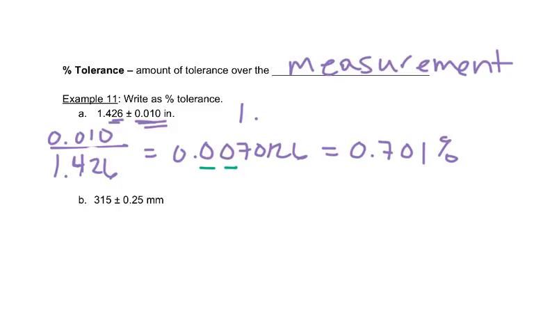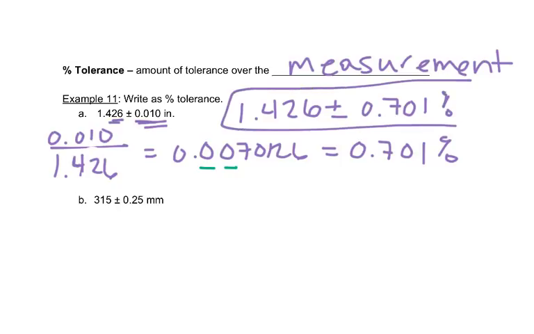So we'll write 1.426 or 1 and 426 thousandths plus or minus 0.701 or 701 thousandths of a percent tolerance. We rounded, I said to the nearest hundredth, I meant to the nearest thousandth. So this one we'll do the same way.